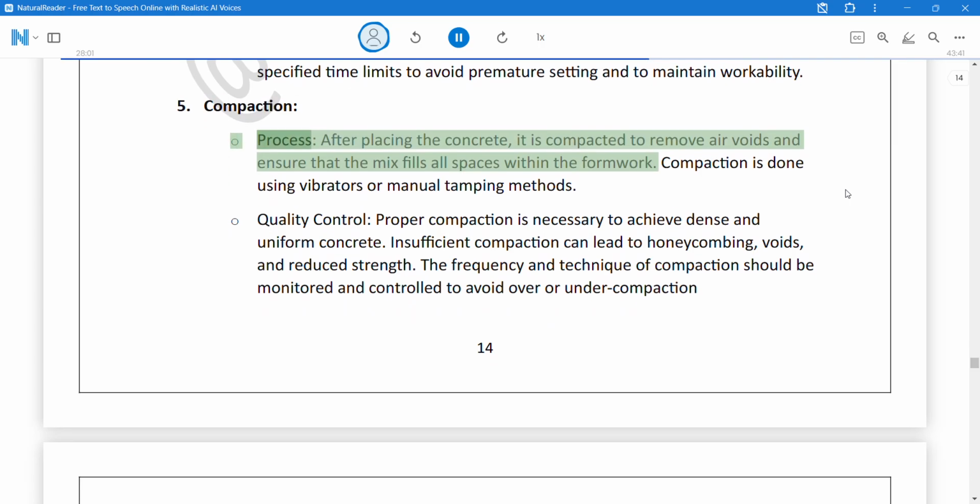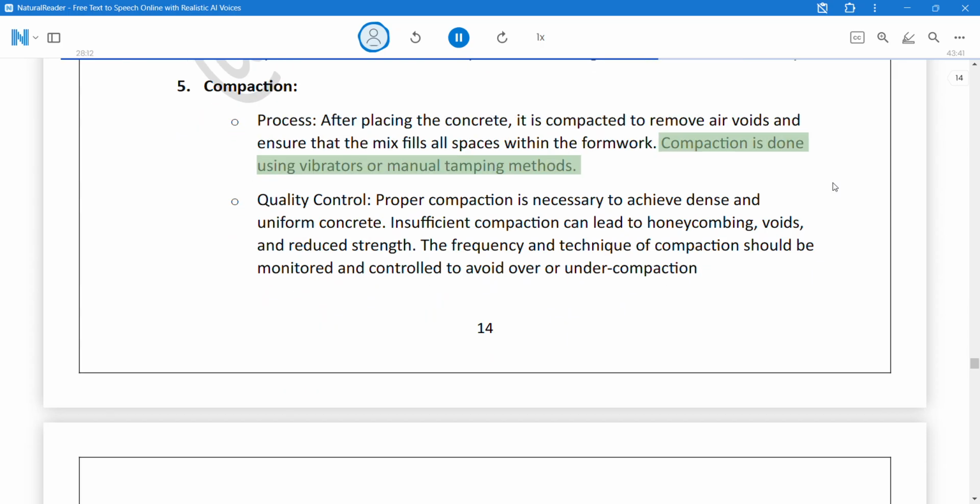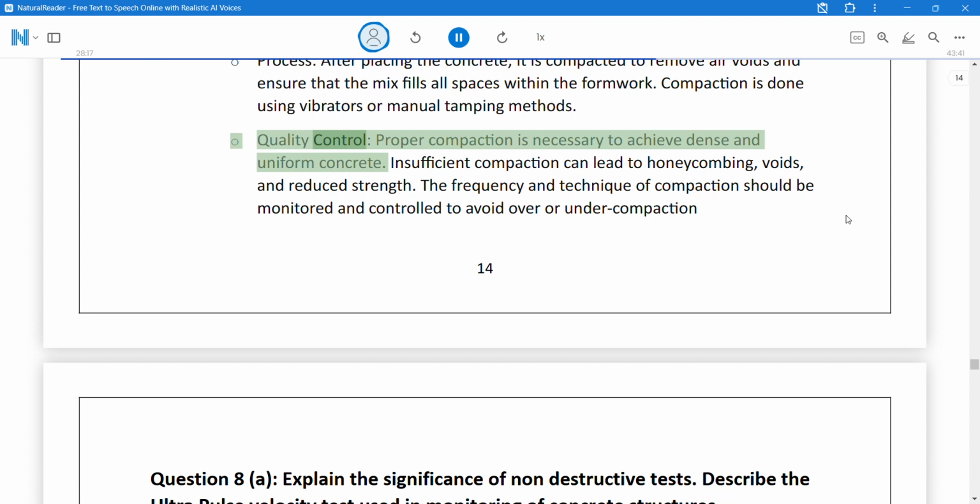5. Compaction. Process: After placing the concrete, it is compacted to remove air voids and ensure that the mix fills all spaces within the formwork. Compaction is done using vibrators or manual tamping methods.